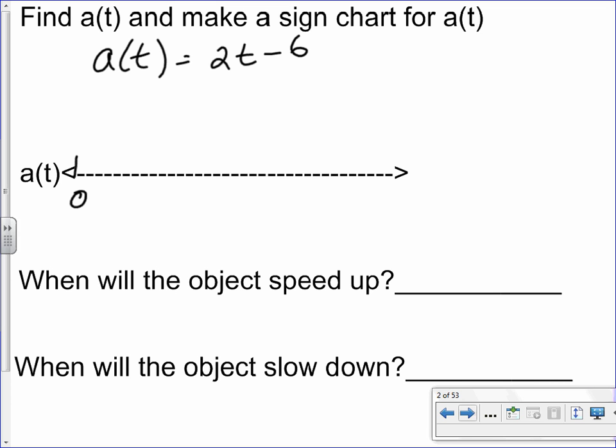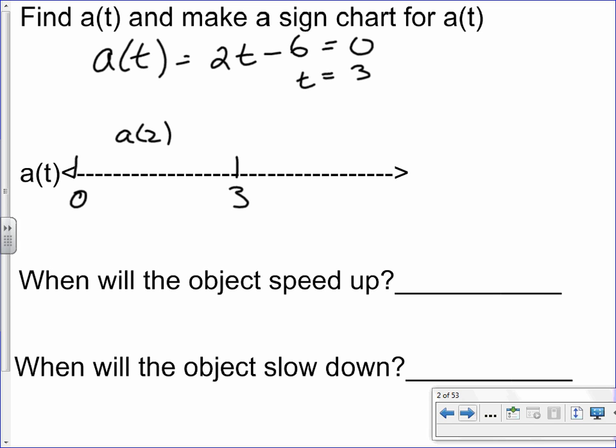Before we can put any other numbers other than 0 on here, we have to find out when acceleration is 0 or undefined. Again, it's always defined. We just got to find out when it's 0. If you solve this, acceleration equals 0 when t equals 3. So the only time the acceleration could change sign would be at 3. For any time between 0 and 3, if I plug in a time, I'm going to get the same sign. I'll plug in 2.